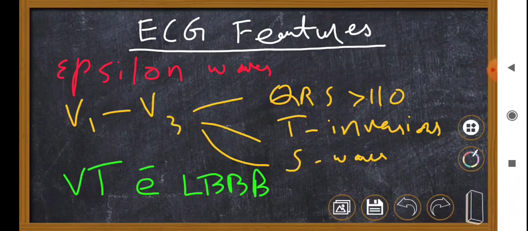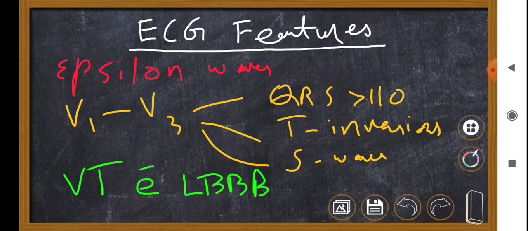Number one, the QRS complex: there is a broadening or localized broadening of the QRS complex of more than 110 milliseconds. And secondly, there are T wave inversions in V1 to V3. And thirdly, there are some changes in the S wave. The upslope of the S wave is broader than the R wave duration. So these are the changes in leads V1 to V3 that are to be focused on for the diagnosis of ARVC.